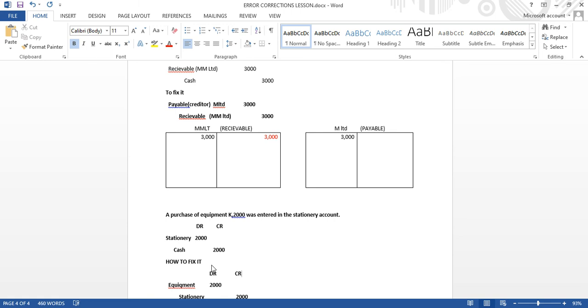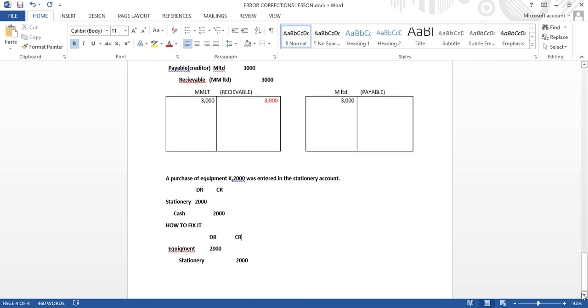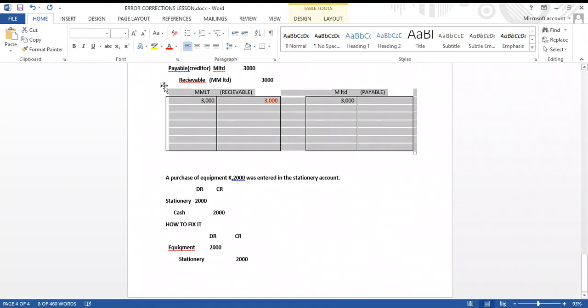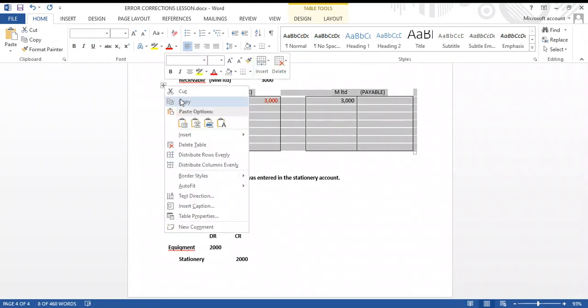So we've looked at three errors. I have to give you an exercise to make sure that you have understood. You have to test your journal entry abilities.